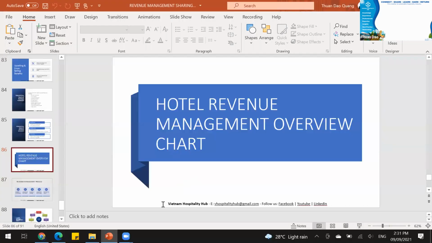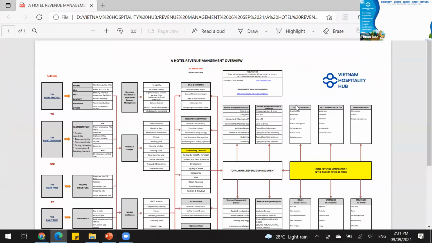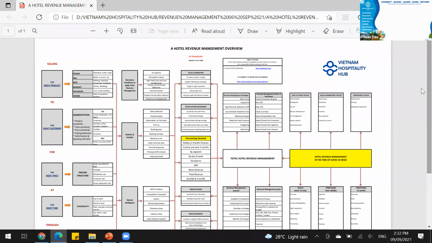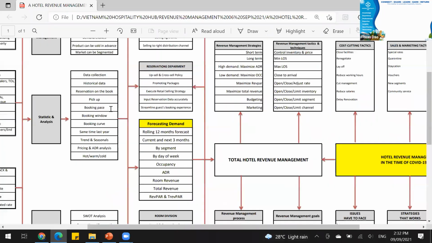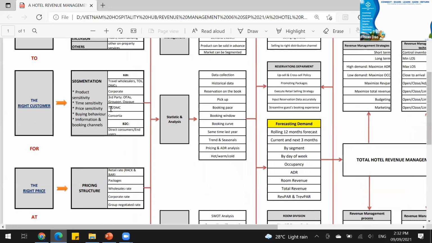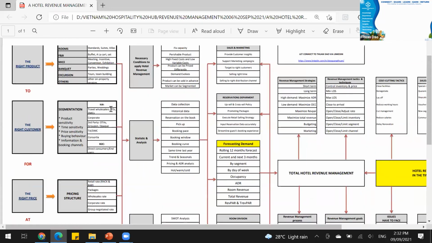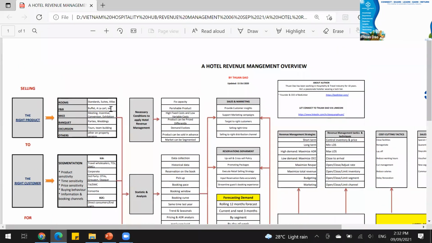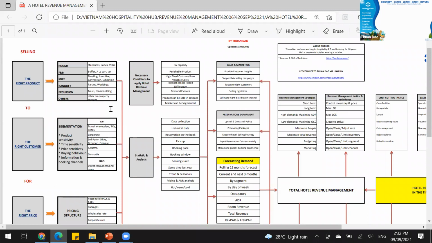I want to show you this chart. I made this chart before and shared it on LinkedIn, and a lot of people appreciated it, because of the simplification of revenue management that I tried to put into one chart like this. I will make it bigger so it is easier for you to look at. From the left-hand side, I call this an overview of revenue management. On the left-hand side, you will see the definition of revenue management.